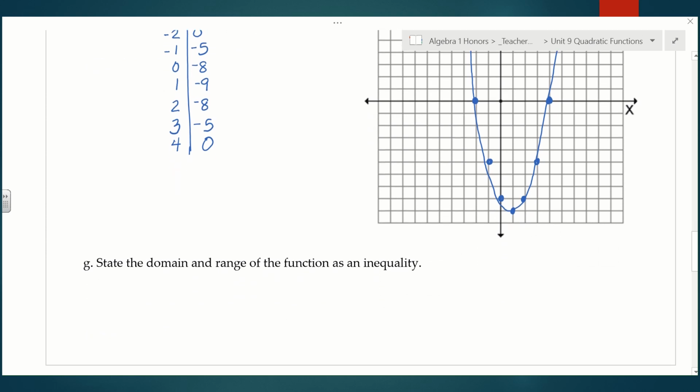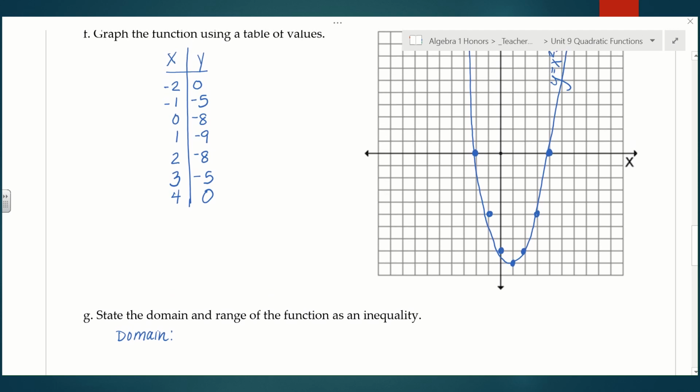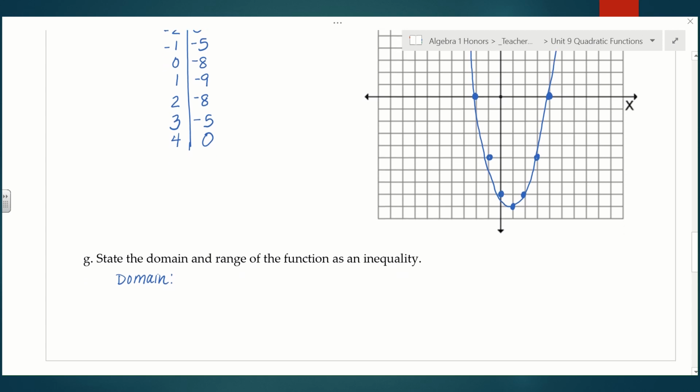Okay, so then part G, the last part says, state the domain and range of the function as an inequality. So in the last example, we did the domain and range in interval notation. So this is a little different. So let's talk about the domain of this. It's very similar to the domain of the first one because it covers all the x values. So we would normally say from negative infinity to infinity if we were doing interval notation. But since they want it as an inequality, you actually have a couple choices.